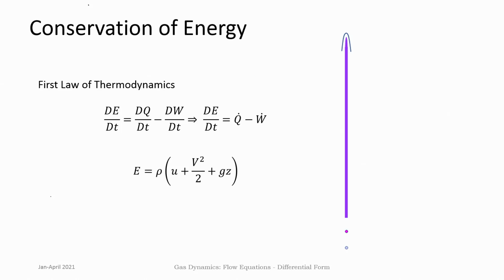Now, if you consider the energy conservation, it comes back to first law of thermodynamics. Change in energy is related to heat added and work done on the system. So, here it is given negative sign, so it is work done by the system. So, dq by dt minus dw by dt. Energy is composed of internal energy, kinetic energy and potential energy. So, total energy is rho multiplied by this particular thing.